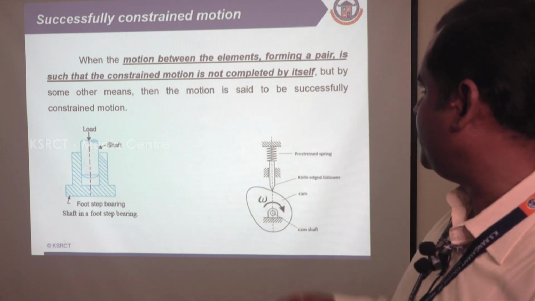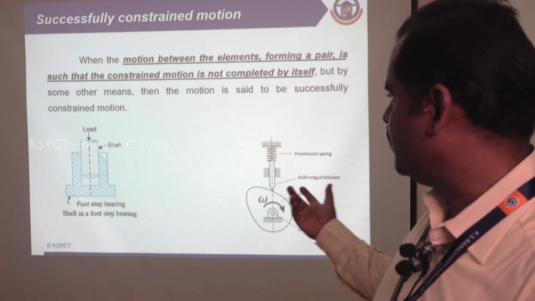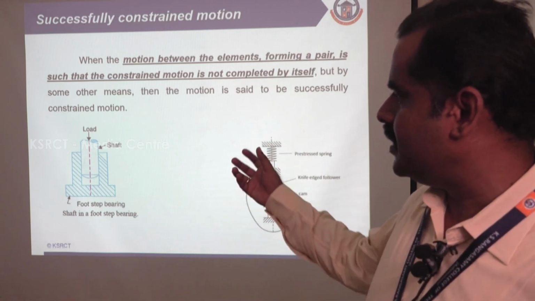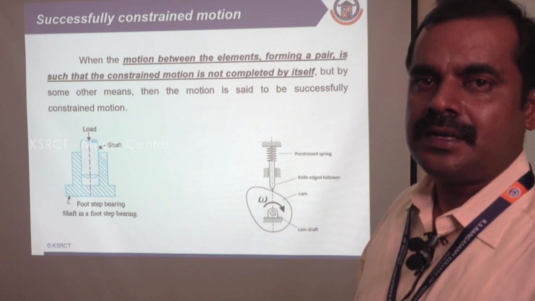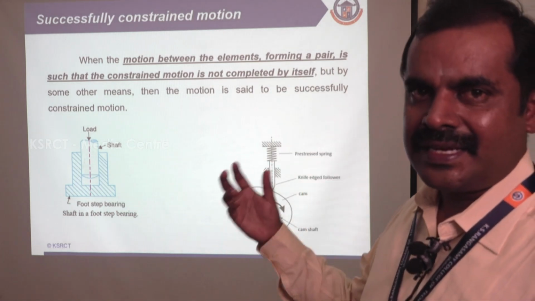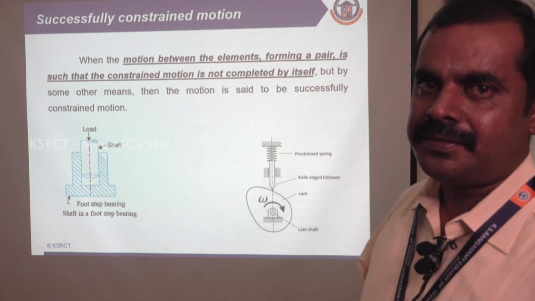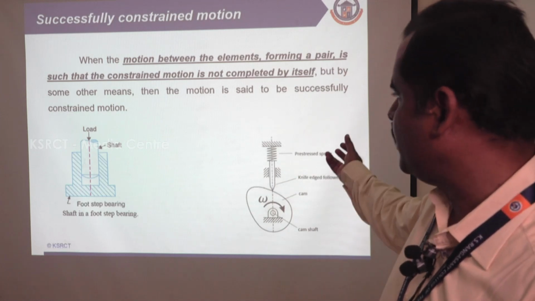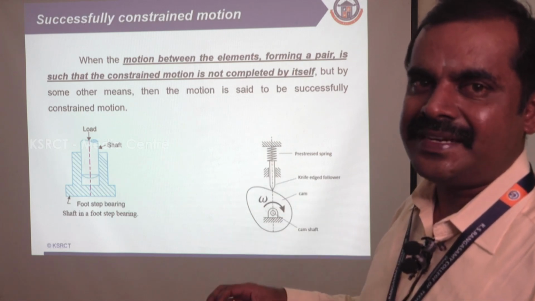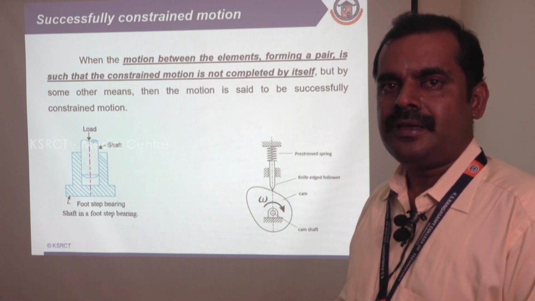So the motion between the elements forming a pair is such that the constrained motion is not completely by itself. For example, if you take this footstep bearing, the load on the shaft will be constrained inside that circular hole. So we need an external force or external member to constrain the motion, which is called successfully constrained motion. If you take the cam and follower mechanism, here we have a pre-stressed spring which does the function of constraining the follower on the cam.